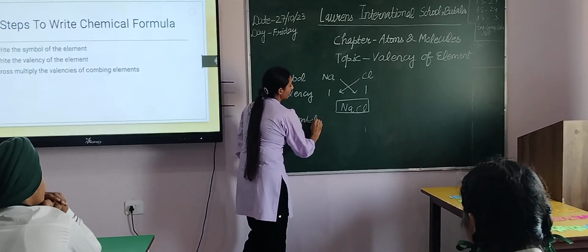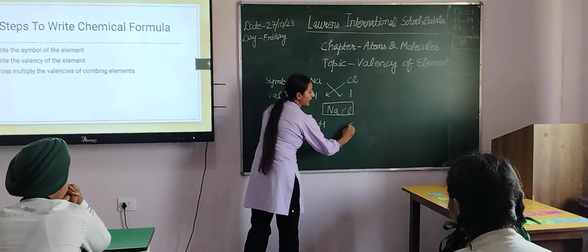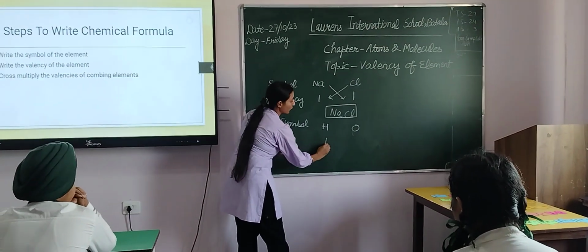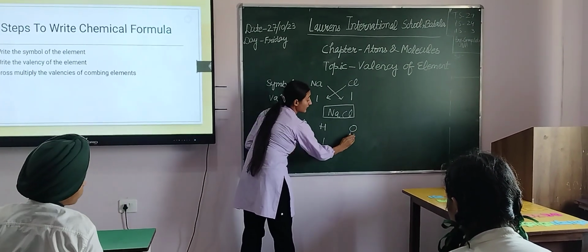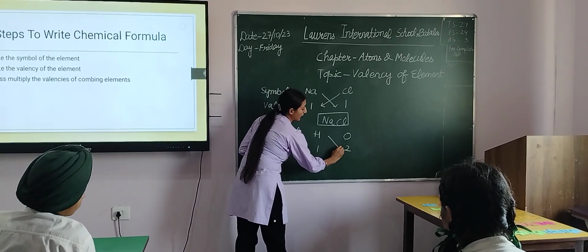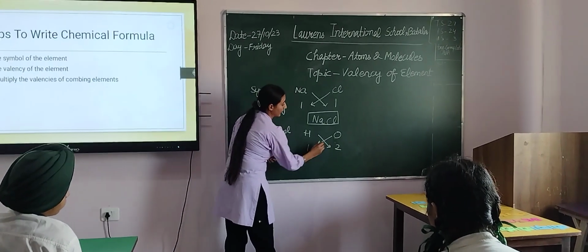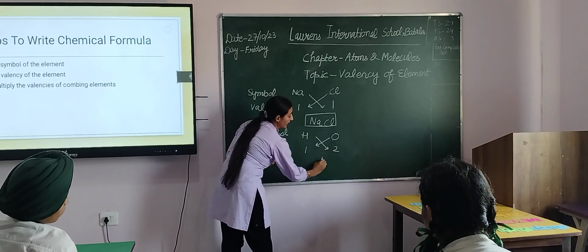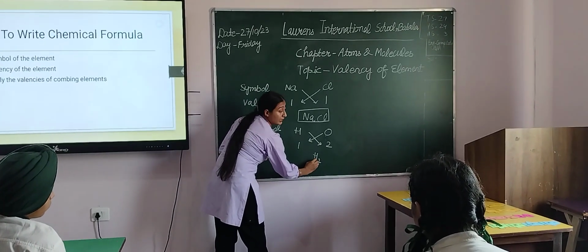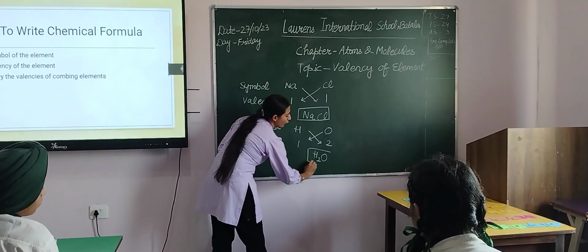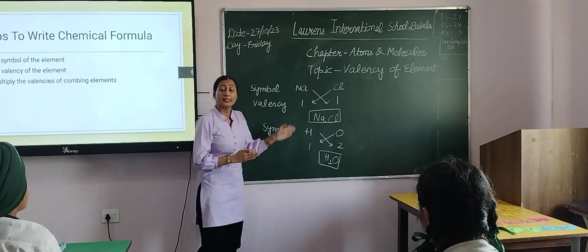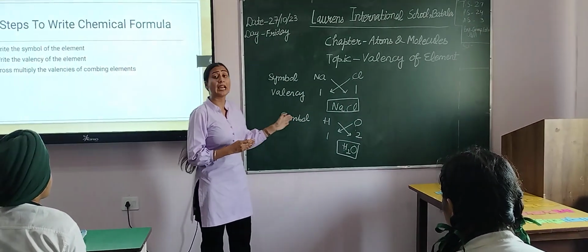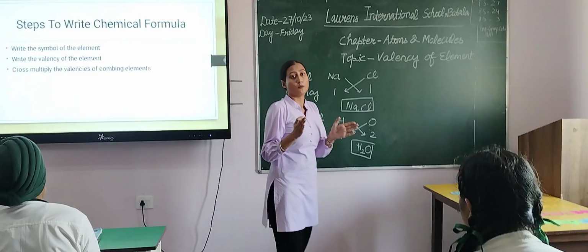There is one more example. Let us suppose we have 2 elements, hydrogen and oxygen. Hydrogen has valency of 1, oxygen has valency of 2. On their crisscross multiplication, we have to multiply H by 2, so it will be H2O. So this is the formula of water. By this method, we can have the different chemical formulas.